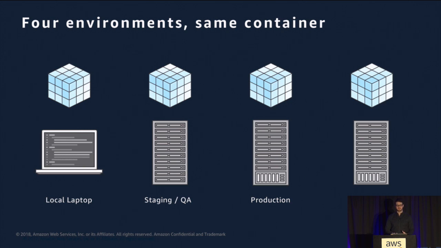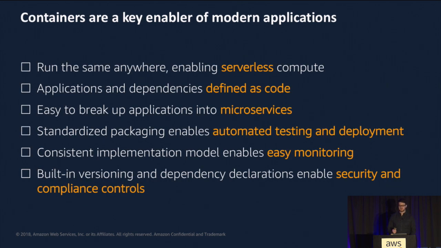And this solves some big problems in terms of how do I build and quickly release code and increase velocity across my deployment pipeline. So containers, because of the way that they're built, are a key enabler of modern applications. Back to the checklist, they run the same everywhere, which enables you to have serverless compute because you can have a consistent environment. The application and dependencies for your software are literally defined as code in the container image. It's easy to use containers to break up applications into microservices because you don't need to write the fully baked library into every single piece of code or start it on a VM. You can just define those dependencies right alongside your application code.